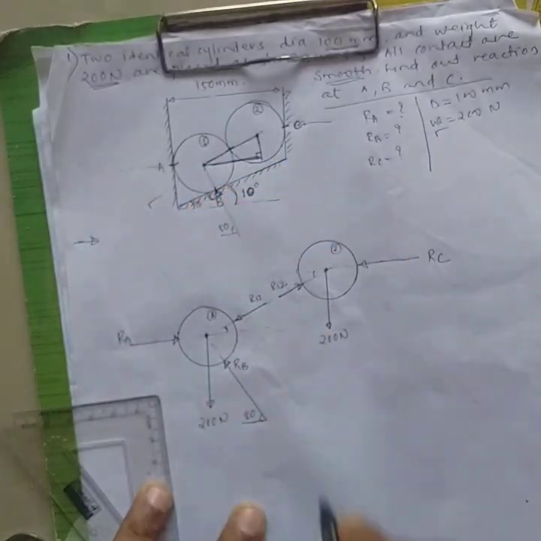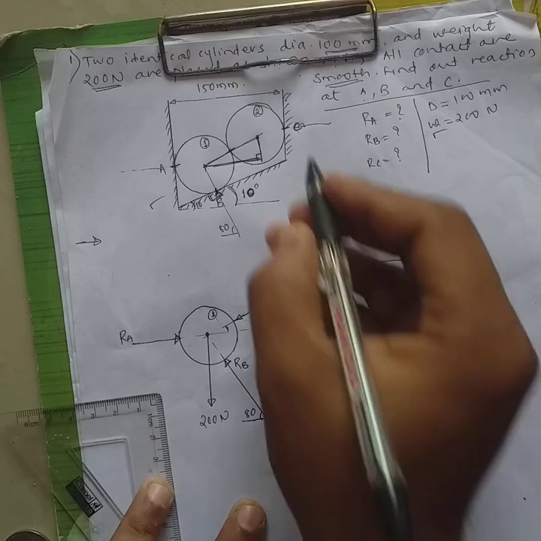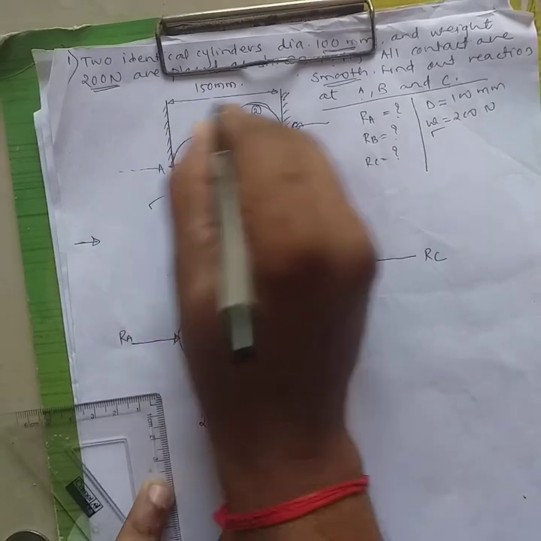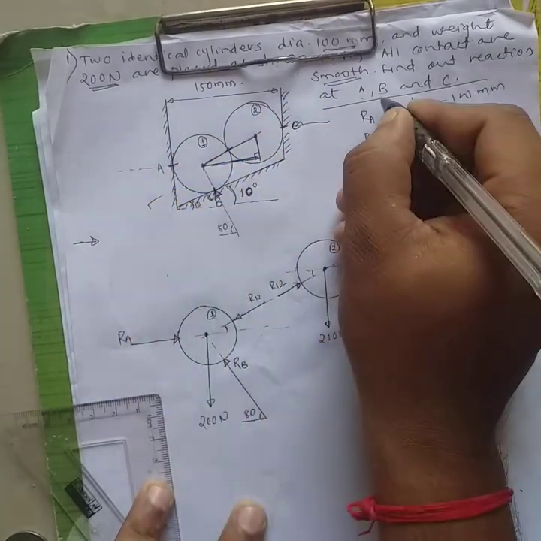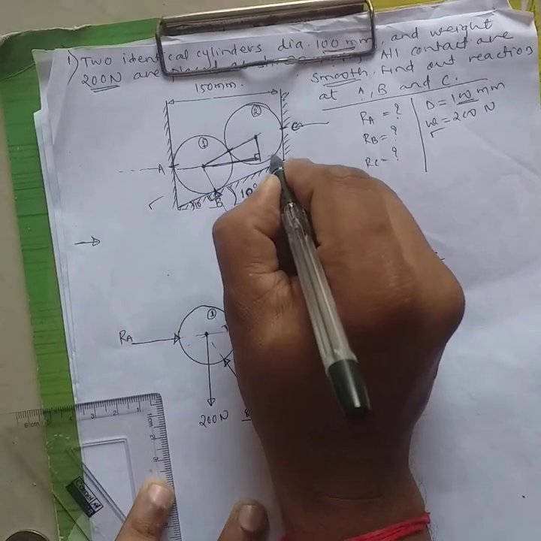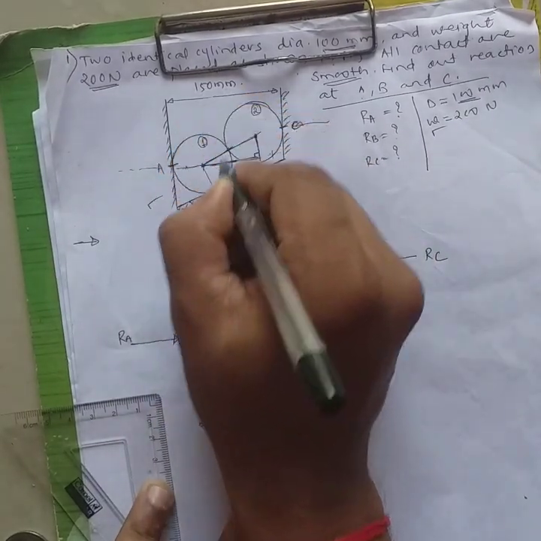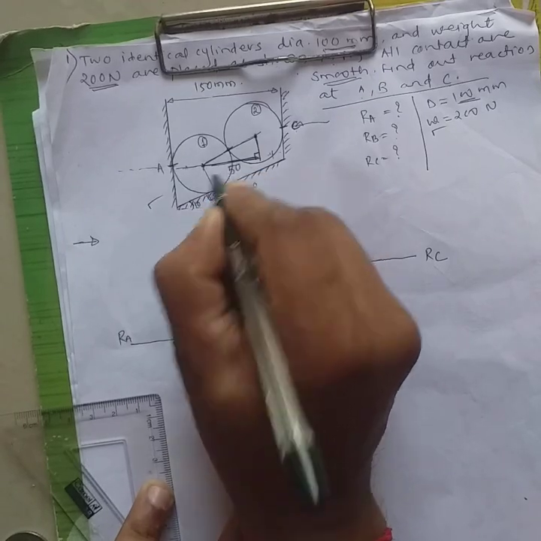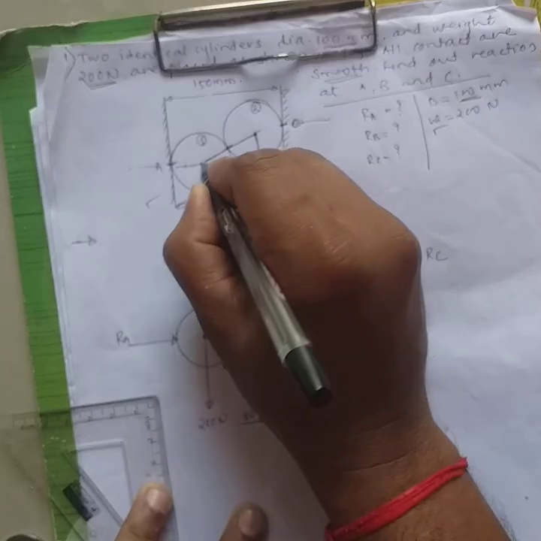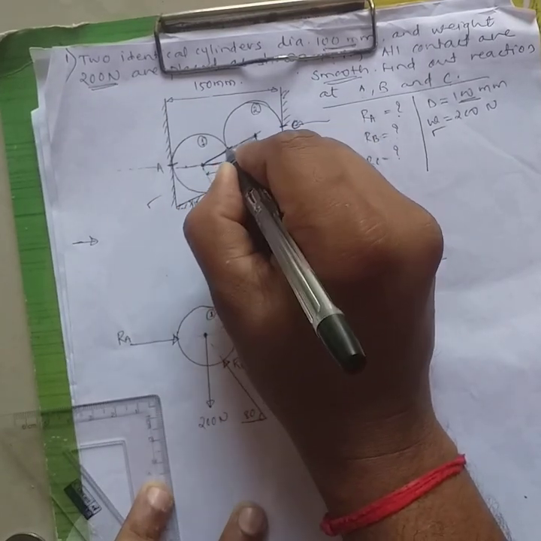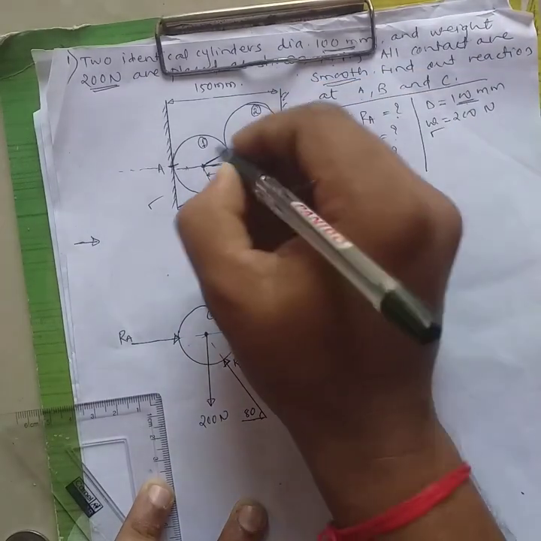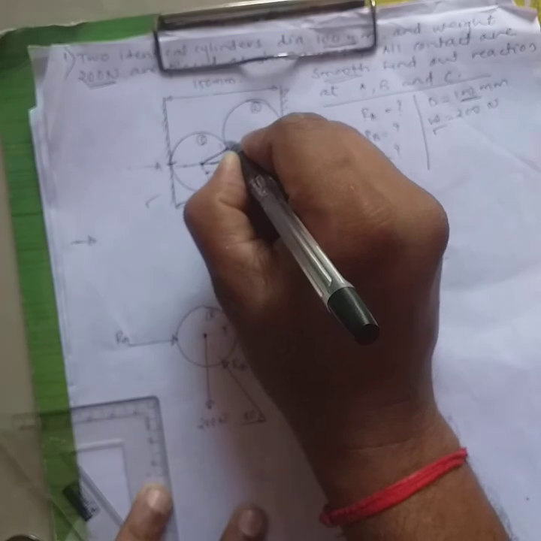This horizontal side will be, so the total length is given as 150 mm. So if this is 150, this will be 50 because the diameter is 100 mm. So this will be 50, this will be 50. So 50, 50, 100. So 150 minus 100, this will be 50. So the horizontal length for this will be 50, and this is the radius, this is also radius. So if the diameter is 100, the radius is 50, 50, so this will be 100.